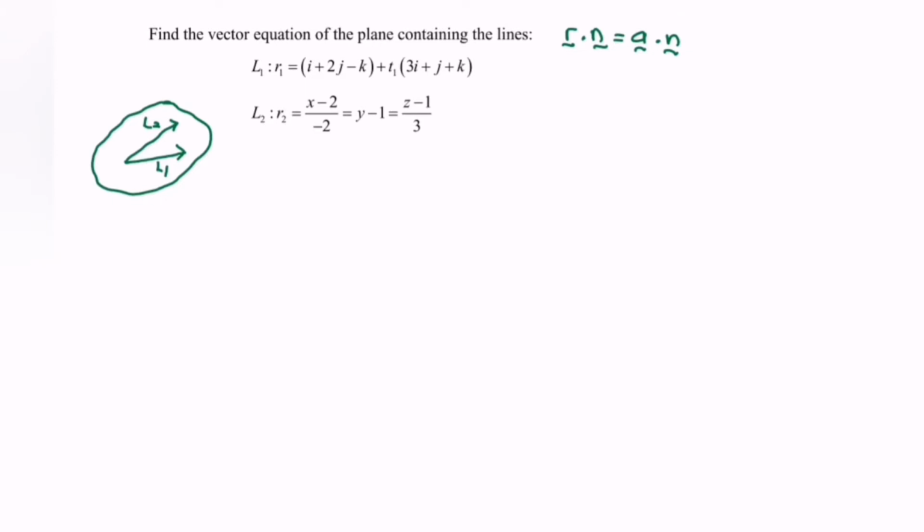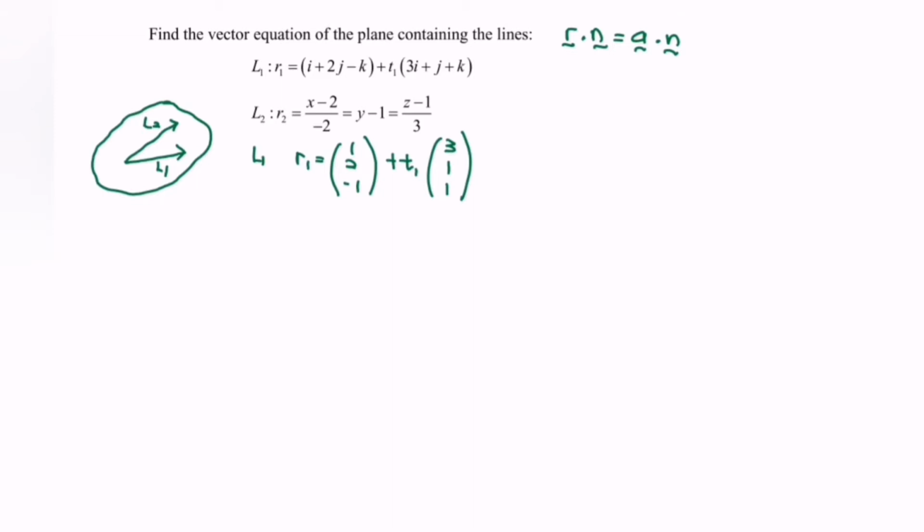So in order to find the solution, first what we have to do is to express line 1 and line 2 in the vector equation. So let's say we have L1, which is r1 equals (1, 2, -1) plus t1 with the direction (3, 1, 1). So here we have the solution for L1. Next, kindly express L2 in a vector equation.